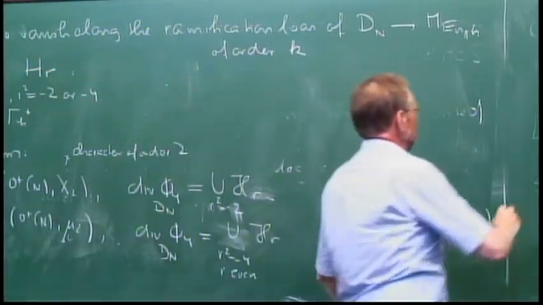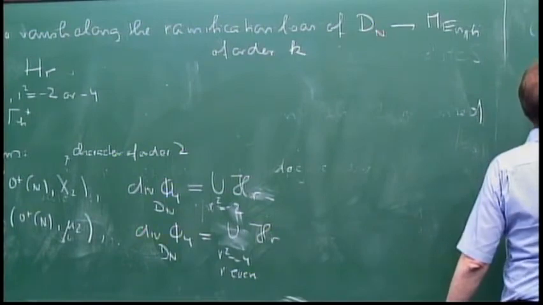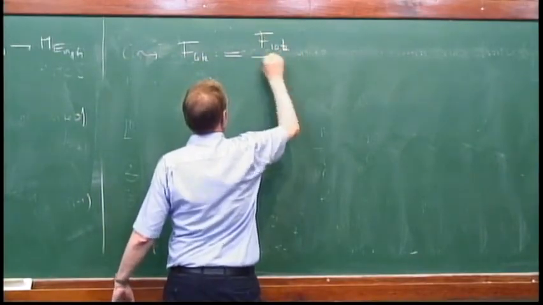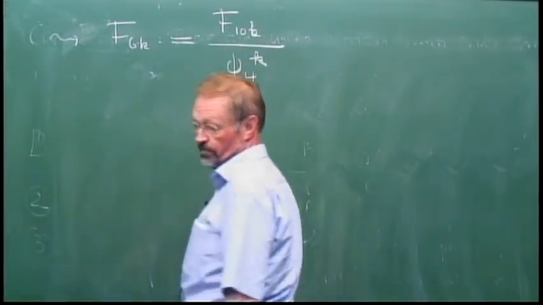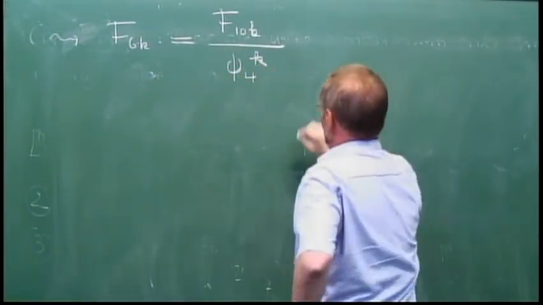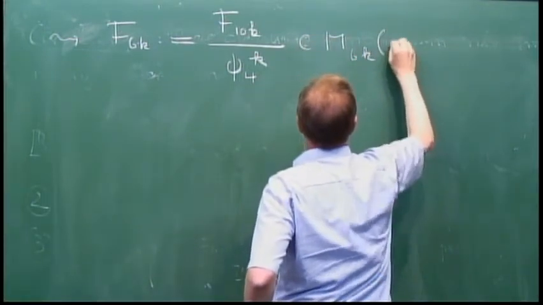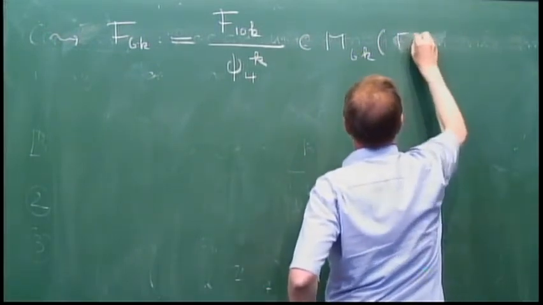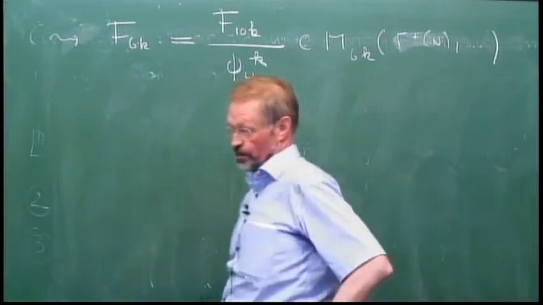So what we can do is F6k, which is F10k divided by phi4 to the power of k. So that is in M6k, plus gamma plus n, some character which I don't want to specify here.